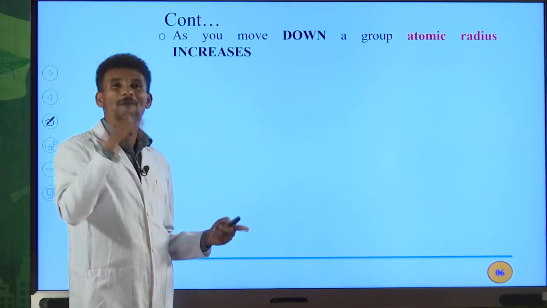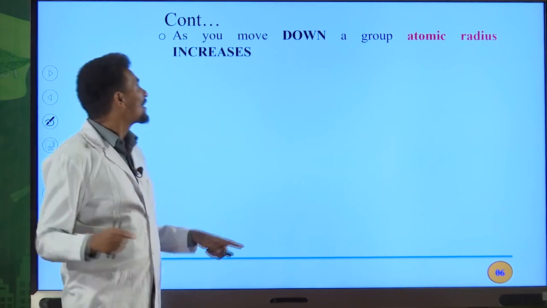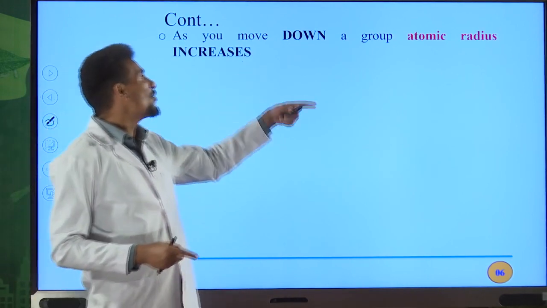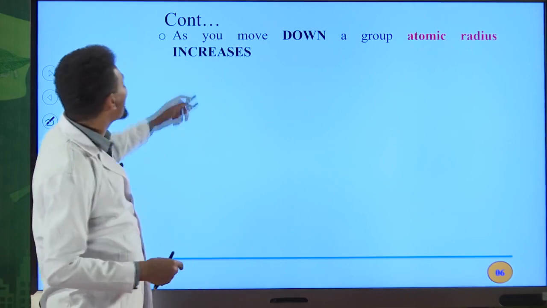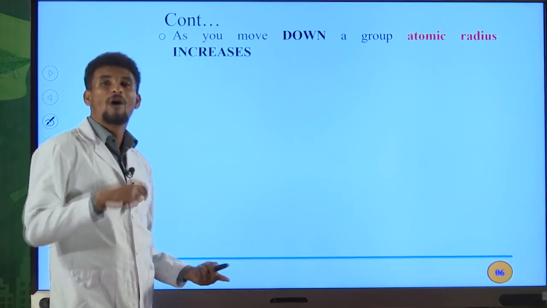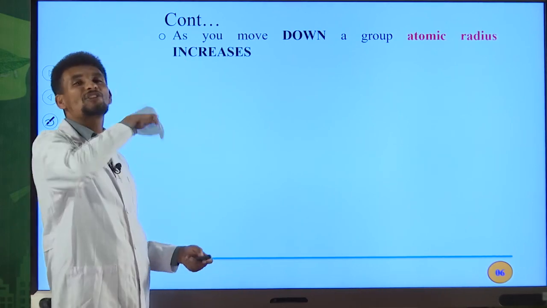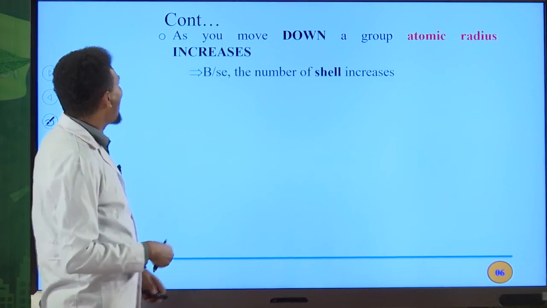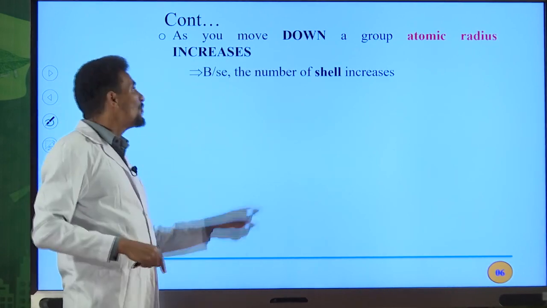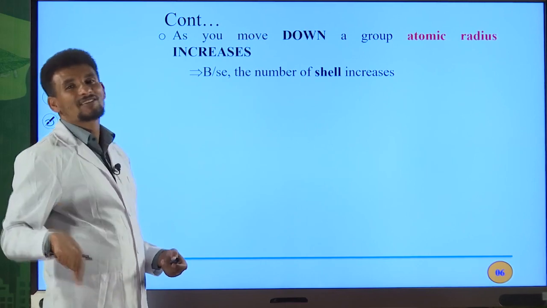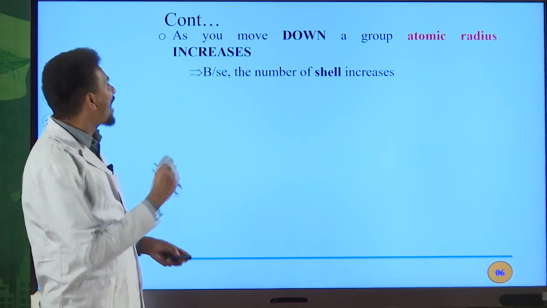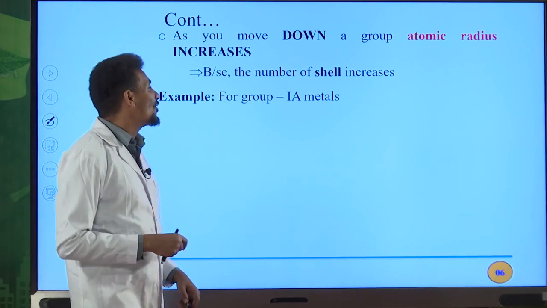Okay, let us come to the trends. As you move down a group, atomic radius increases. Why does atomic radius increase? Because the number of shells increases. When we move down the group, the shells of the atoms increase. When the shells increase, the radius of the atoms also increases.